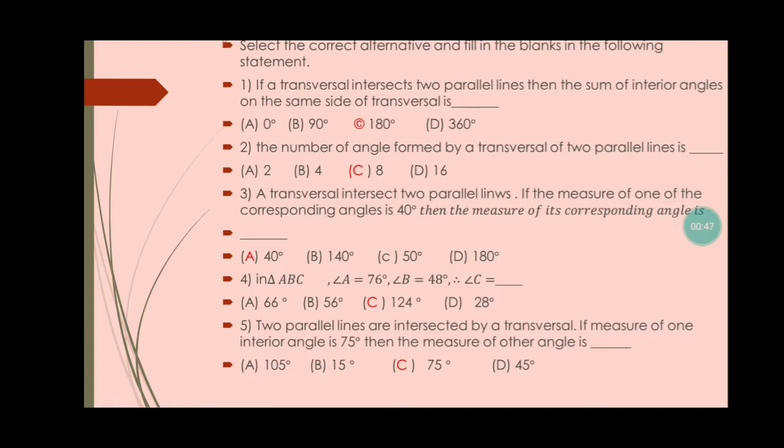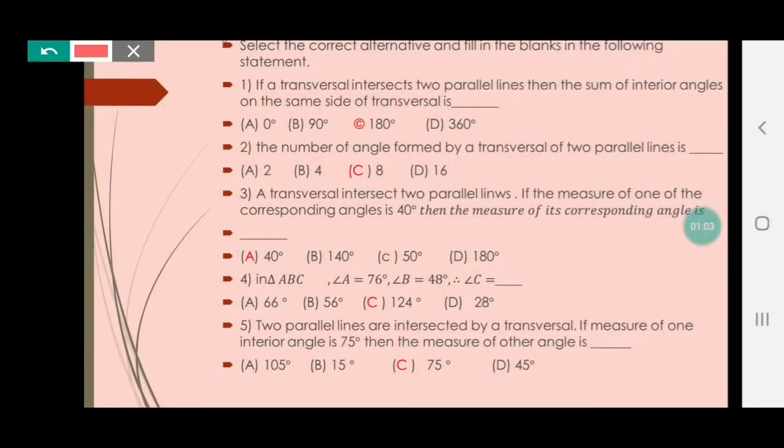Next one is the second one. The number of angles formed by the transversal of two parallel lines is equal to: the options given to us are 2, 4, 8, 16. So here these are parallel lines. How many angles are formed? Count: 1, 2, 3, 4, 5, 6, 7 and 8. So 8 angles are formed.